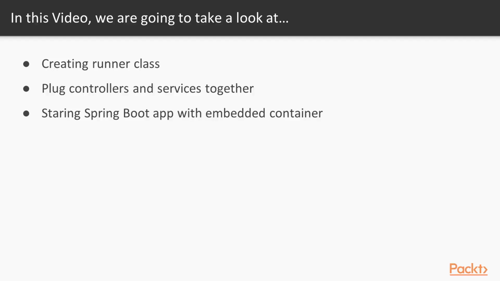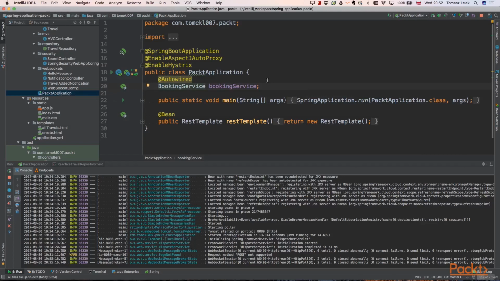We will be creating a Runner class, that this is an entry point for every Spring Boot application. We'll plug controllers and services together, and we'll be starting the Spring Boot application with the embedded Jetty container. Every Spring application needs to have a main method defined. This is an entry point for every Spring microservice.